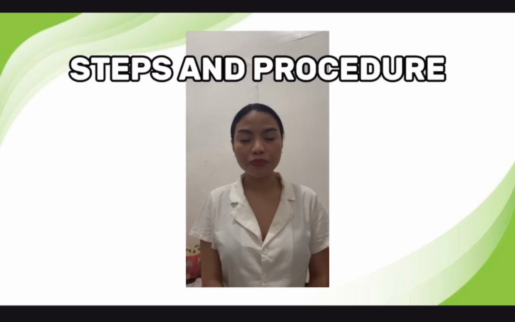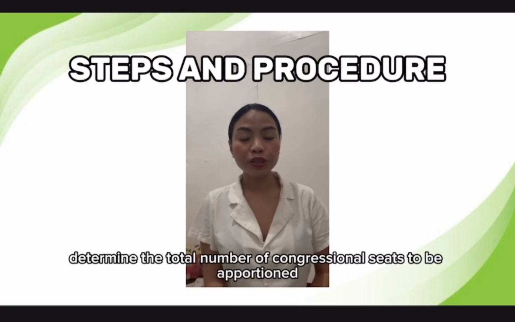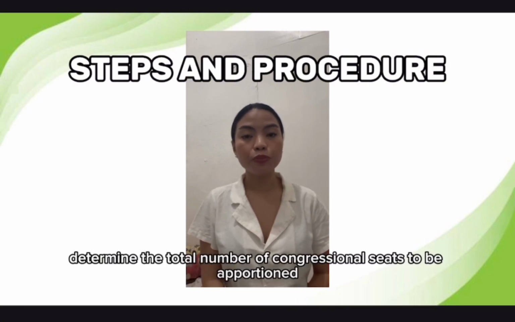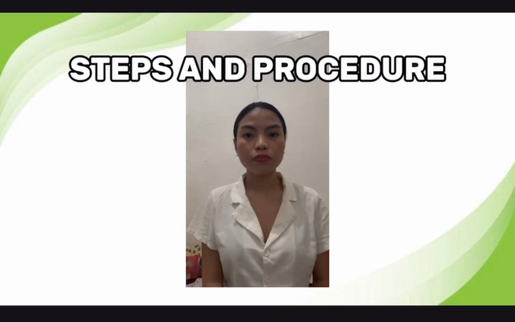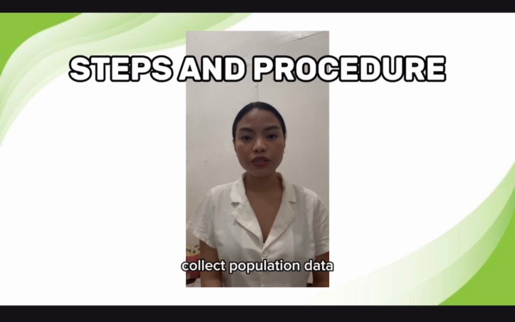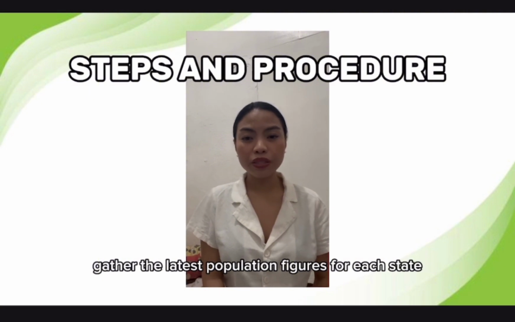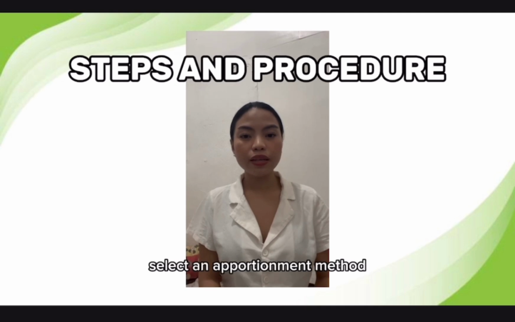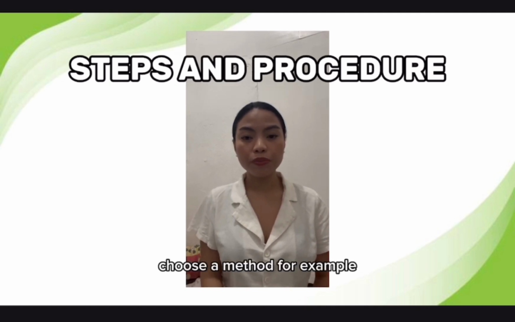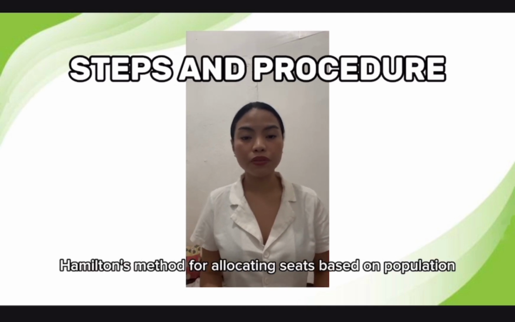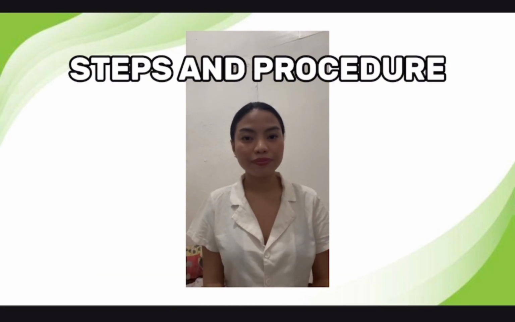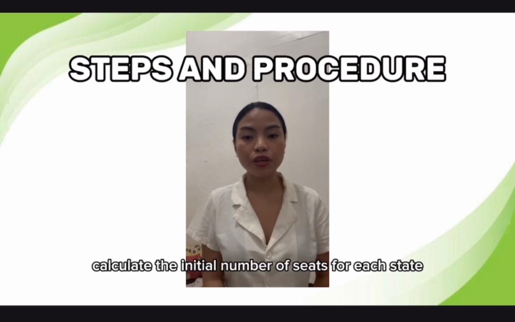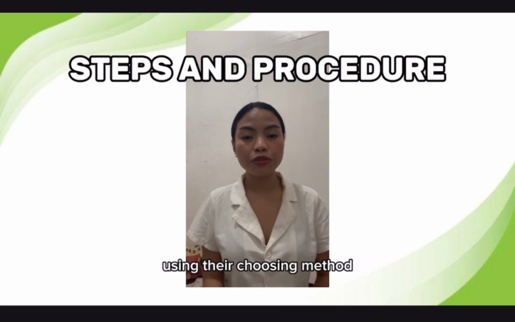Steps and procedures. Define parameters. Determine the total number of congressional seats to be apportioned. Collect population data. Gather the latest population figures for each state. Select an apportionment method. Choose a method, for example, Hamilton's method, for allocating seats based on population. Initial apportionment. Calculate the initial number of seats for each state using the chosen method.